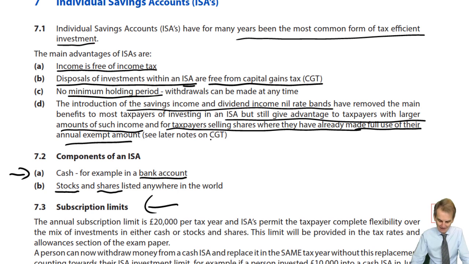Okay, in income tax, we have a personal allowance, which is a level of tax-free income. In CGT, we have an annual exempt amount, a level of tax-free gains. But if you had an individual selling lots of shares, making lots of gains, that may indeed exceed that AEA, and then the ISA would be worthwhile. It also helps taxpayers selling shares who have already made full use of their annual exempt amount.